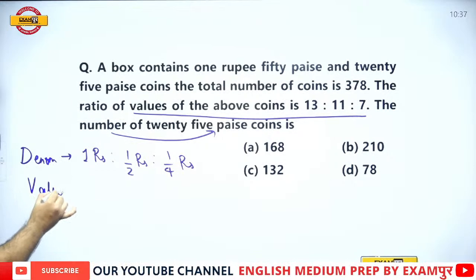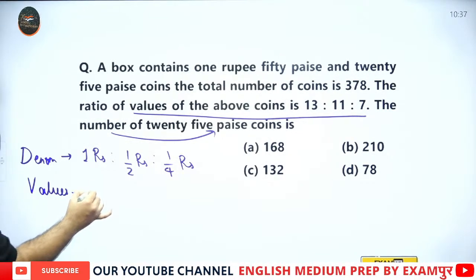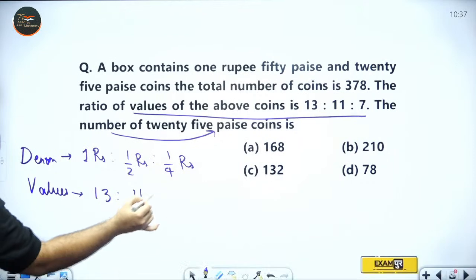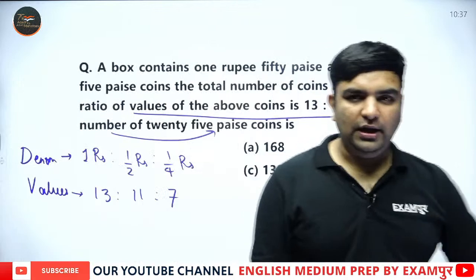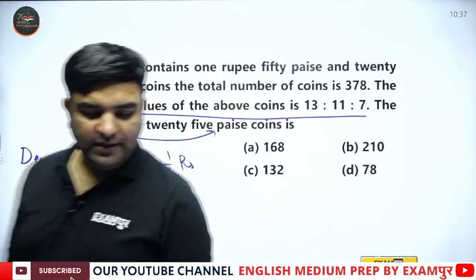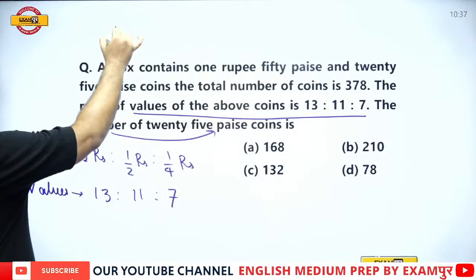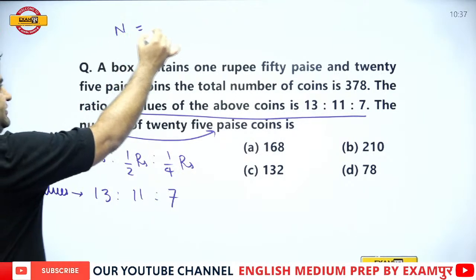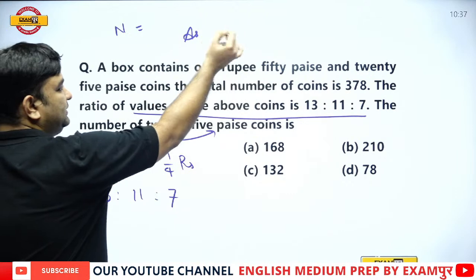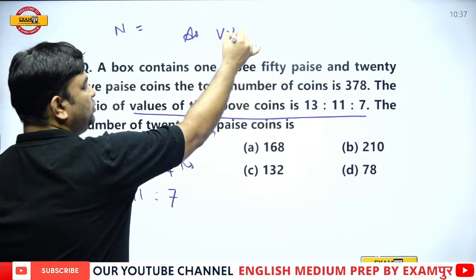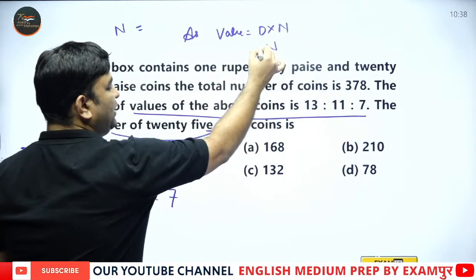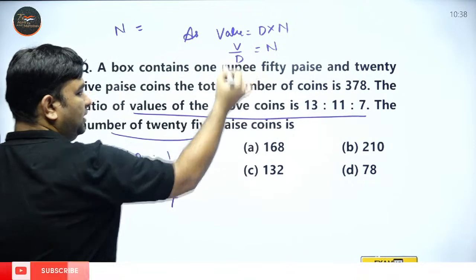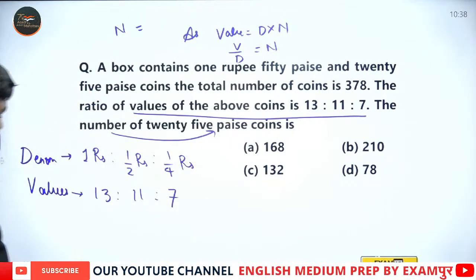The values are given. The value ratio is 13:11:7. Guys, how can we find the number ratio from it? As we know, value is equal to denomination into number. So number is value upon denomination.